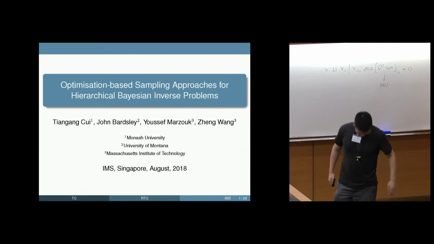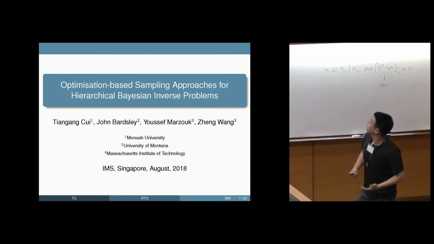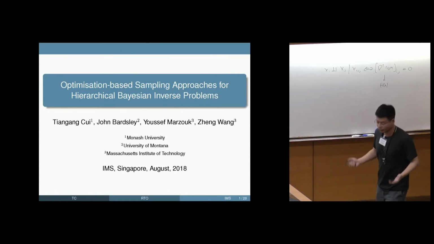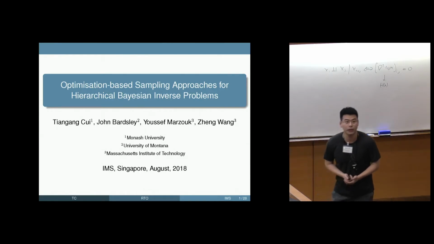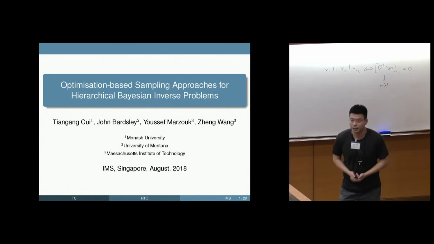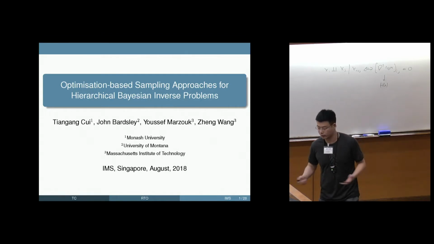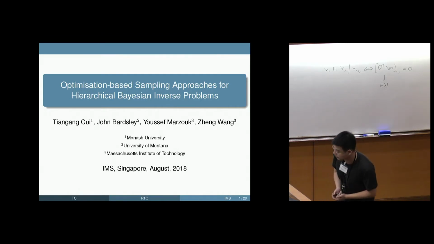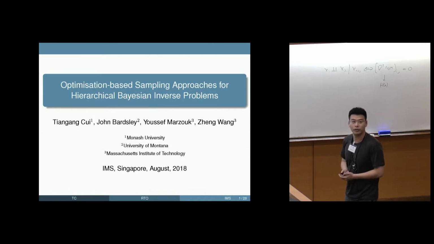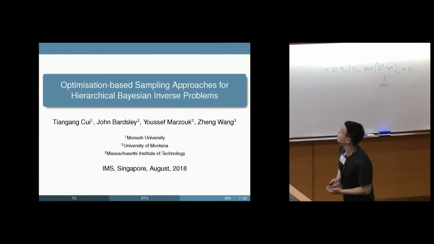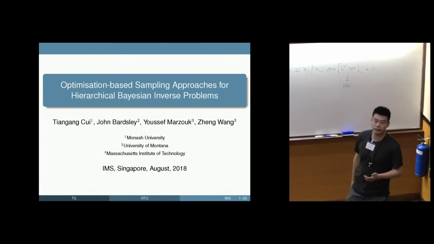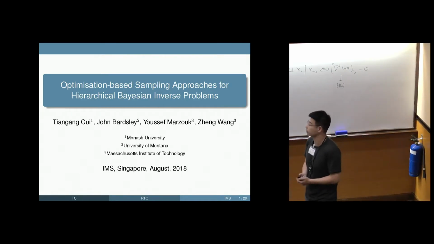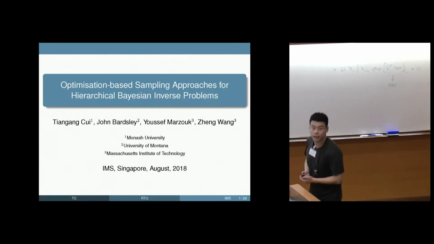Today I'm going to talk about optimization-based sampling for hierarchical inverse problems. Our goal is to convert optimization methods that people develop for finding the MAP of the posterior distribution into posterior samplers. We also target Bayesian inverse problems, and in particular we're interested in estimating some hyperparameters in the Bayesian inverse problems. That's how I came up with this title.